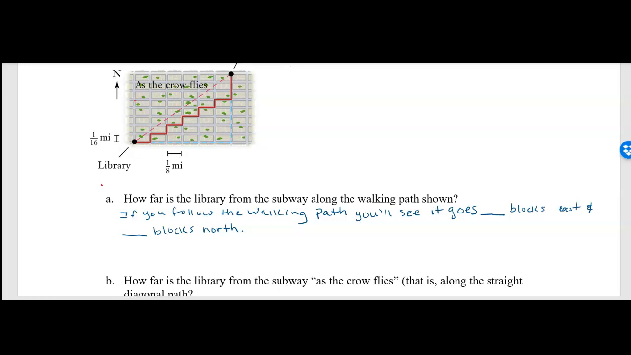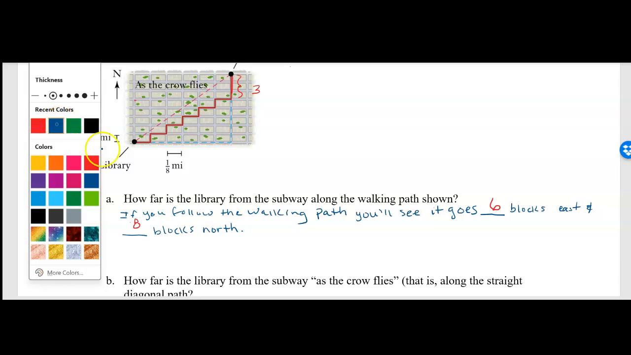So how many blocks east are we doing? Well, we have to count. 1, 2, 3, 4, 5, 6. You're doing 6 blocks where you're walking east. How many north? 1, 2, 3, 4, 5. Ooh, be careful. That right there are 3 blocks. So we just did 5, but then we're going to go 6, 7, 8. We're doing 3 blocks north. So that would be 8 blocks total.